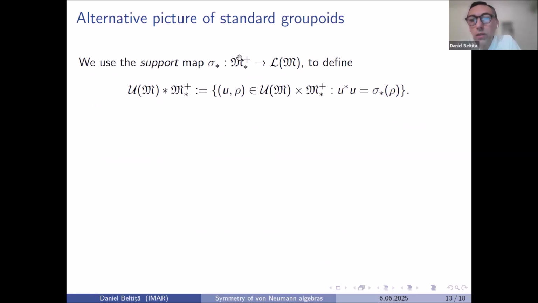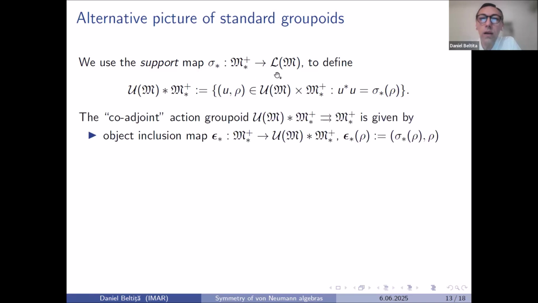To that end, we need to use the support maps, the support of a positive functional, which, as we know, is an orthogonal projection. And the space of arrows will be the set of pairs consisting of partial isometries and positive functionals for which the initial space of the isometry is the support of the state. So basically, the support is the largest projection on which the state is still faithful. It's like the support of a measure in the commutative case.